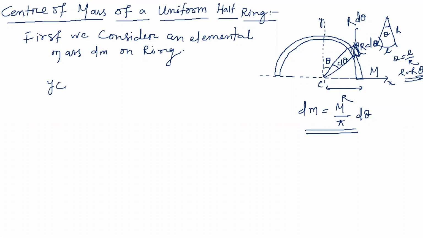So student, write the y coordinate of dm. Y coordinate of dm is, student, see here. What is going to be the y coordinate? Student, see here. If I draw a perpendicular to this point, let's take this point, I am drawing a perpendicular. Students, if this is d theta, this will also be d theta, na? See here.